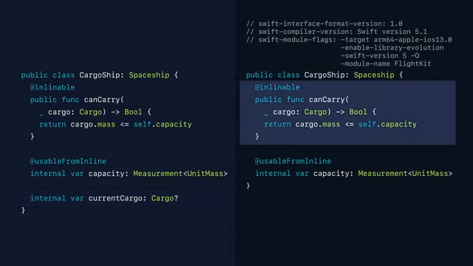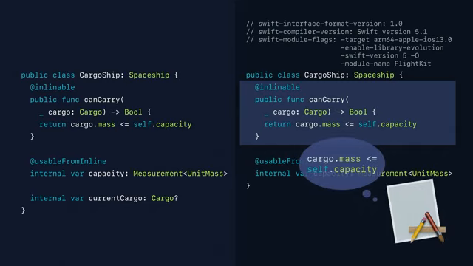So okay, we have the body of the canCarry method in the module interface. And when a client is compiling against that interface, they'll be able to copy that body directly into their own code and possibly optimize it even further if they know something about the cargo that's being checked. But what happens if the framework owner changes the body of the method and the clients aren't recompiled?